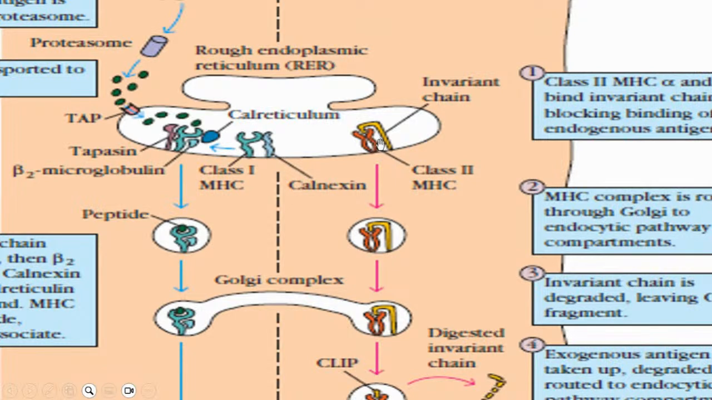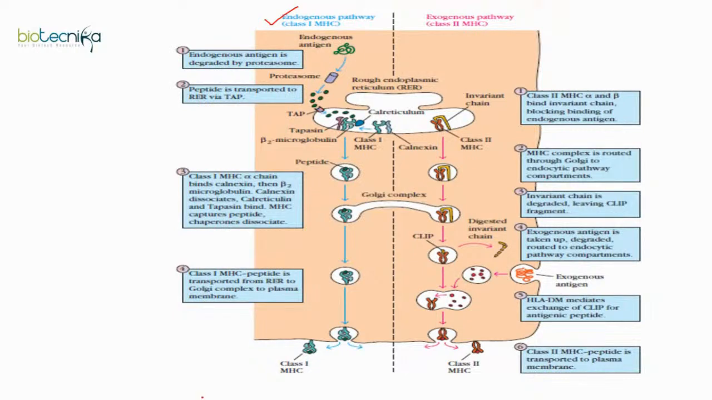Now understand one thing, there is this invariant chain which plays a very important role here. As you can see, it is blocking the binding site of your class 2 MHC molecule. Why? Because this class 2 MHC is also present within this area, where your peptides are entering. These peptides are not supposed to bind to class 2, only to class 1. So to ensure that no peptides bind to your class 2 MHC, you have this invariant chain, and in this format only it is sent out.